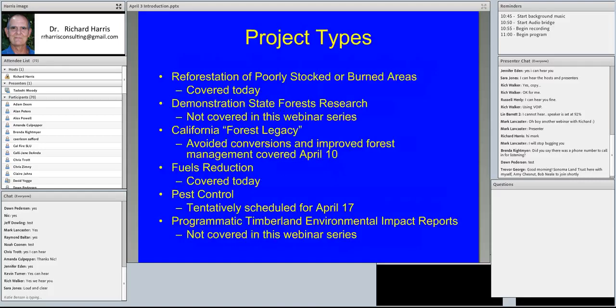So the project types that we're looking at through the grant program are reforestation. We'll be covering that today. Demonstration state forest research will not be covered in this web series. California Forest Legacy, avoided conversions, and improved management projects will be covered on April 10th. And we realize that those applications are submitted for this grant cycle, but there will be another grant, so that's why we're offering that coverage.